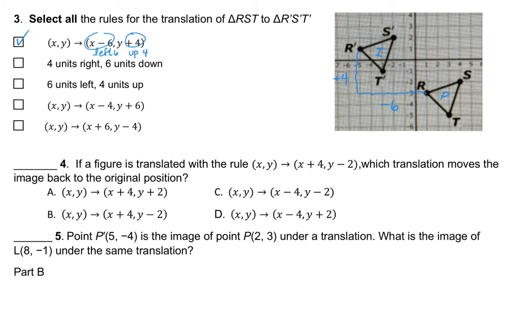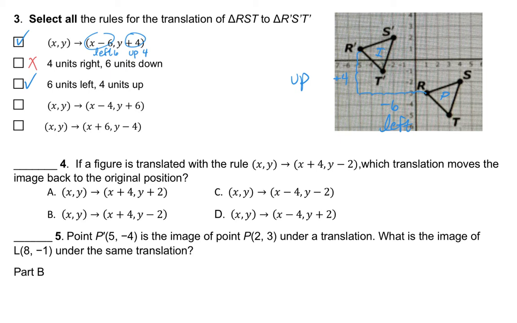4 units right and 6 units down. No, that's not what we did. We did left 6 and up 4. So I'm going to go with a no on that one. The next one says 6 left, 4 up. That's exactly what we did. So I'm just put the check there. It's the best I can do.